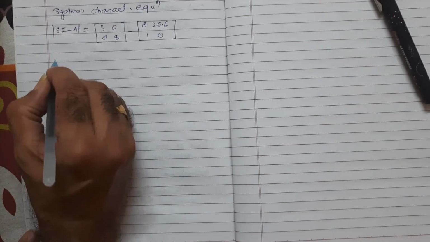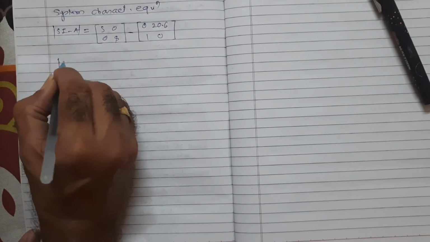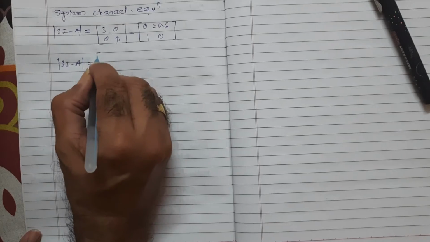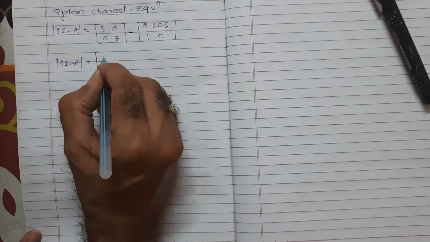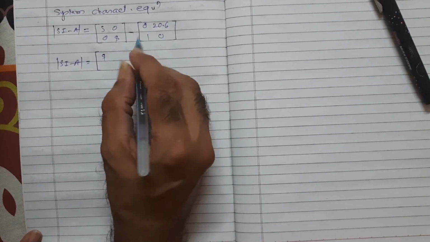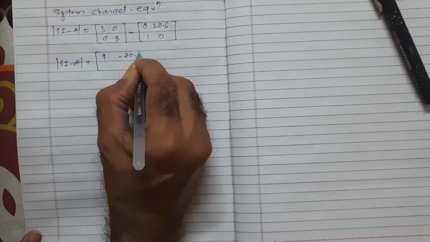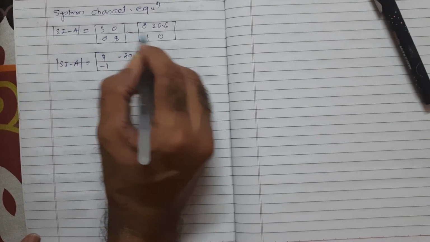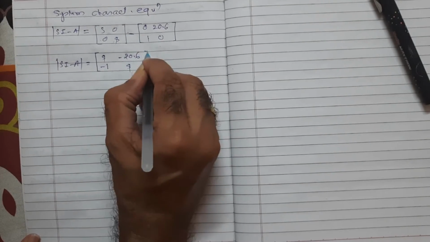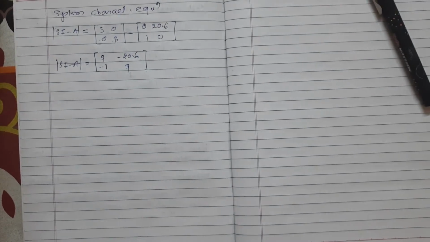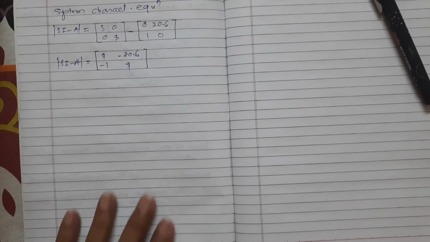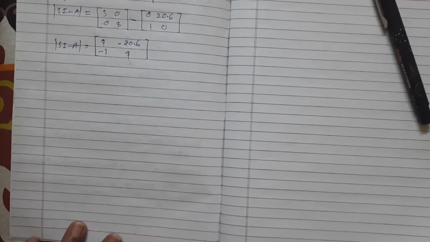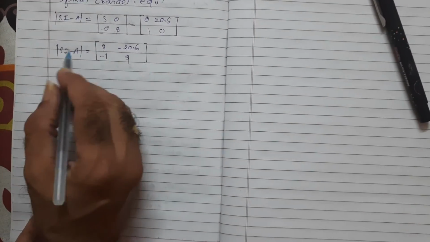So here, sI minus A becomes equal to: this is s minus 0, that is s; 0 minus 20.6, so this is minus 20.6; 0 minus 1, so this is minus 1; and s minus 0, so this becomes s. So this is our system, this is our sI minus A.